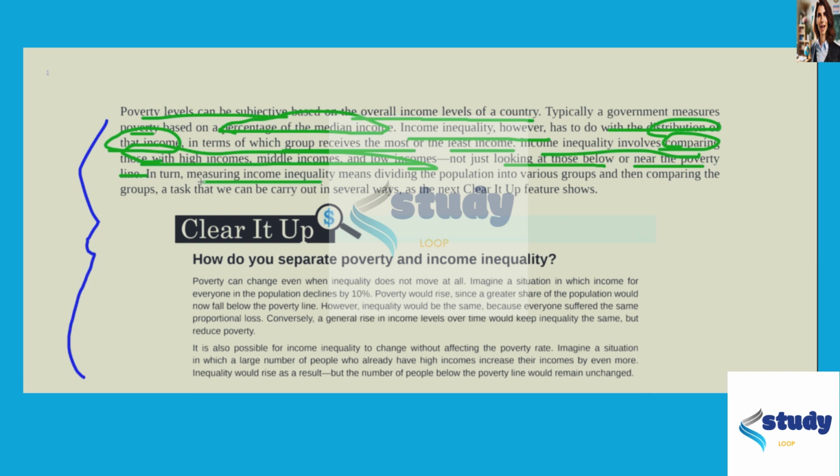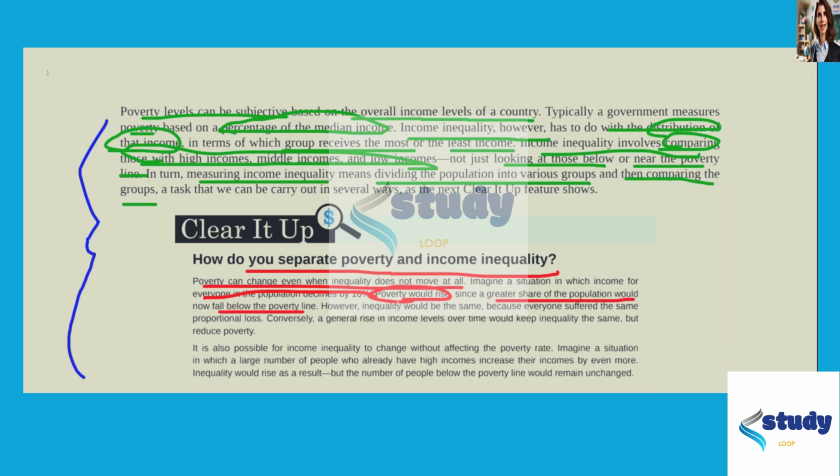In turn, measuring income inequality means dividing the population into various groups, which are called quintiles, and then comparing the groups. So in the clear it up feature of the chapter, which literally asks us how we differentiate poverty and income inequality, it says that poverty can change even when inequality does not move at all. Imagine a situation in which income for everyone in the population declines by 10%. Poverty would rise, since a greater share of the population would now fall below the poverty line. However, inequality would be the same, because everyone suffered the same proportional loss of 10% for their income.